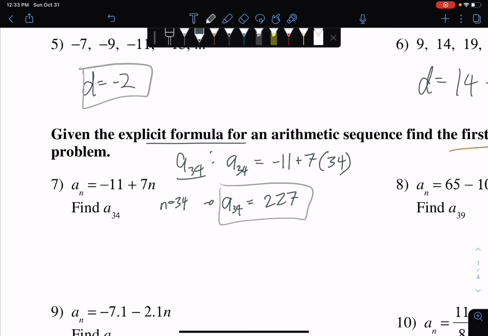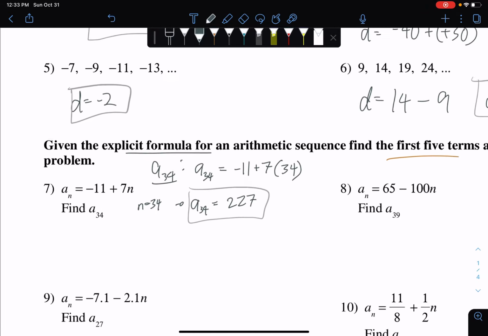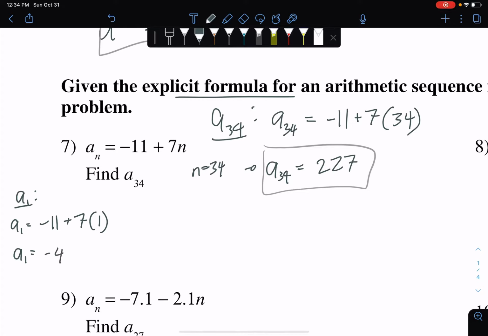Now, moving on, we'll find the first 5 terms, which is basically a sub 1 to a sub 5. So for a sub 1, we'll still make use of the explicit formula that is given. So a sub 1 is equal to negative 11 plus 7 times 1. We'll just place the expression again in the calculator, and we get negative 4. A sub 1 is negative 4.